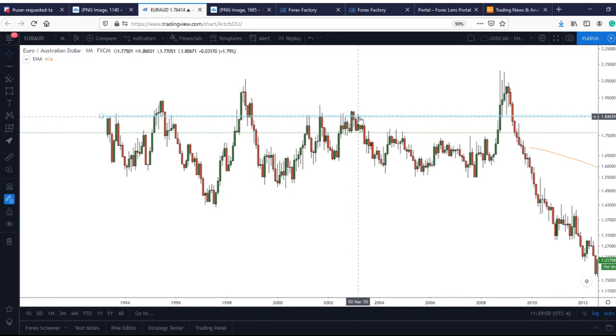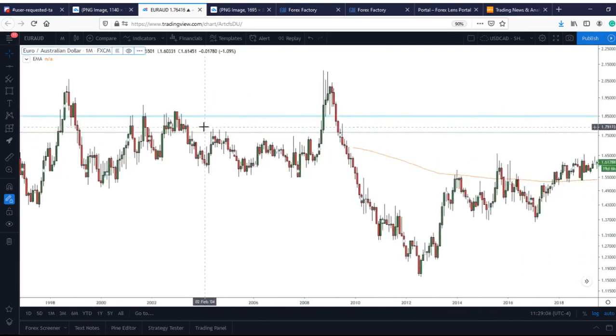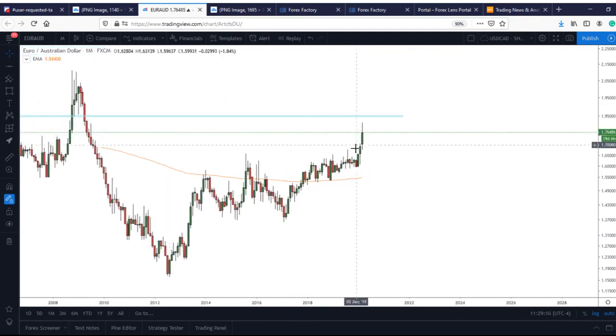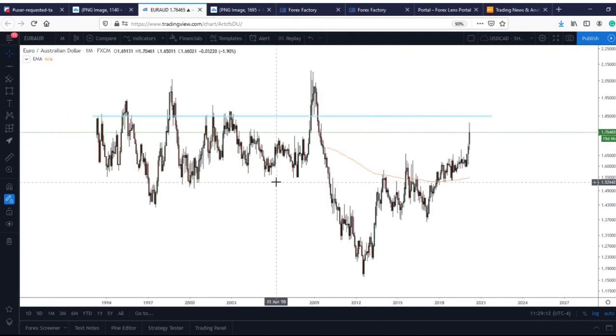From 2001 all the way to 2003, we were capped underneath this level. And then we had a momentary break in 2008, but then this came back down. And now we are finally going to make another run at it. So that's my first resistance level. At the same time, we will look for a support zone, and that will be somewhere down here.